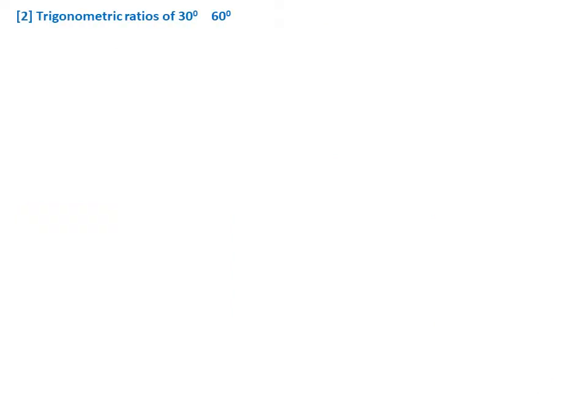Next, let us take the second case. I am taking them together, even in the textbook they have taken it together. 30 degree and 60 degree we can find together using one single triangle. Let us see how it can be done. Here, of course, the procedure is a little bit elaborate and lengthy. Therefore, you have to be very careful.